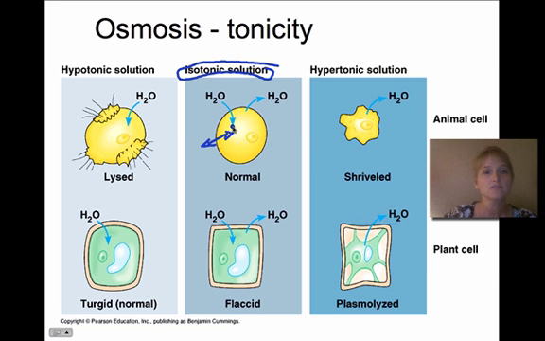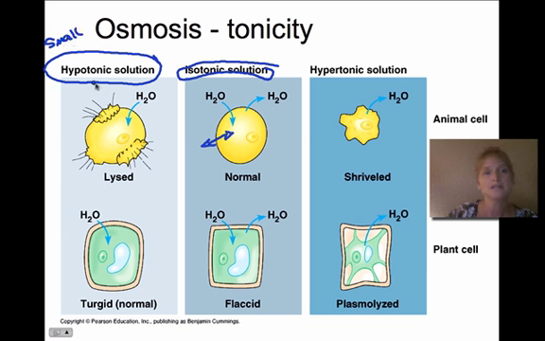You'll have some water movement in and out of the cell, but it basically stays fairly equal, and that means the cell is going to be normal. Now in a plant cell, it would be flaccid, kind of limp. This is not such a good thing for a plant cell, but in an animal cell, it's what the cell likes. All right, a hypotonic. Hypo means small or less.